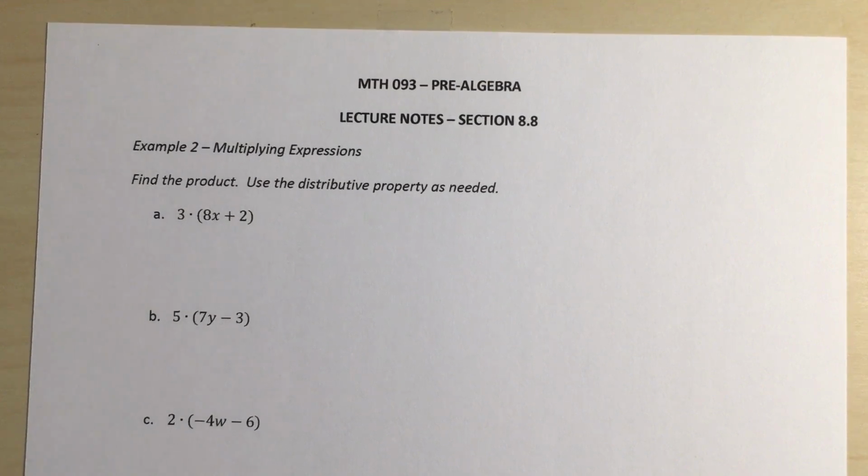In this last example for section 8.8, we are going to go through and multiply more expressions. The difference is in the last problem, our second expression only had one term. In these problems, our second expression is going to have two terms. Our second expression having two terms means we're going to need to use our distributive property.